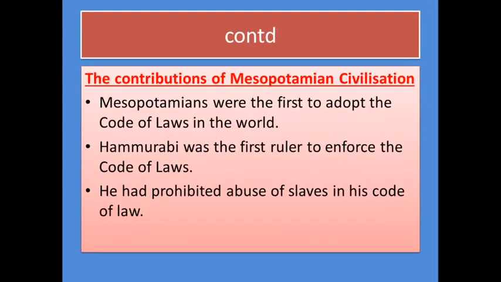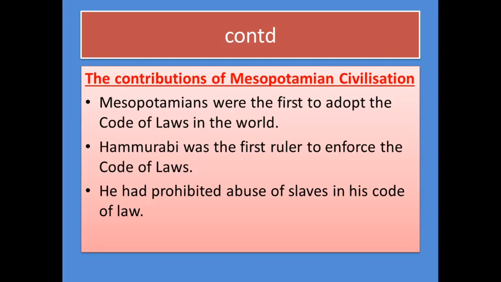Now let me tell you about the contribution of Mesopotamian civilization. Mesopotamians were the first to adopt a code of laws in the world. Hammurabi was the first ruler to enforce the code of laws. As I have already told you, Hammurabi's code: an eye for an eye and a tooth for a tooth. So this was accepted or adopted by the world.